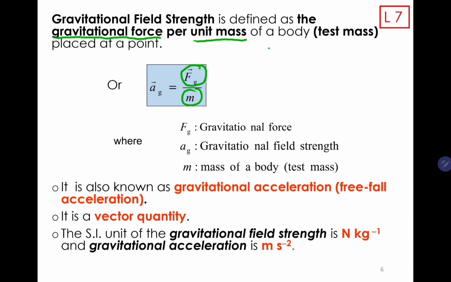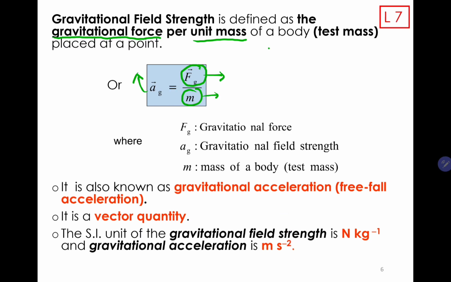So again, Ag represents the gravitational field strength, Fg represents the gravitational force, and m is the mass of the object. In this case, it is also known as gravitational acceleration or free fall acceleration. And again, acceleration is a vector quantity. The SI unit of the gravitational field strength is Newton per kilogram, and gravitational acceleration is meter per second squared.